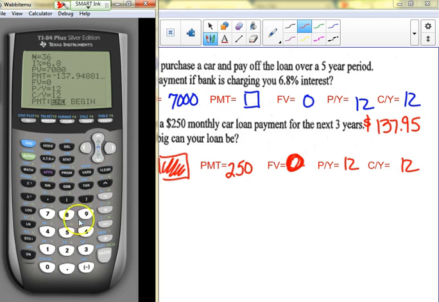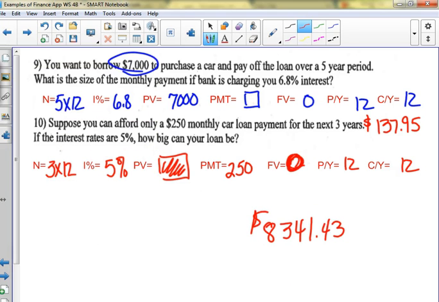What was the interest, guys? 5? Present value is what we want to find. The payment was $250. So how much can we go shopping with? 83, 41, 43. Okay. So if you were going out to shop for a car, you might want to look for one that's $7,500 or $8,000 because then there's fees and stuff, right? Because you're trying to keep your payment under $250. Okay?